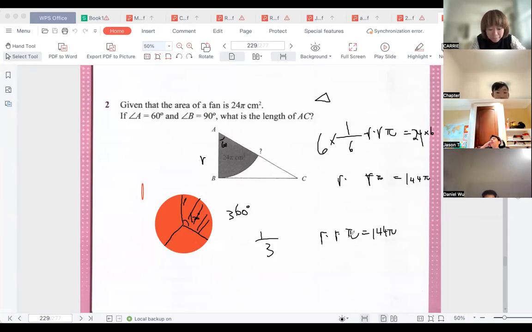So can we eliminate pi at both sides? Okay, so pi and pi gone. So R times R equals 144. Do you understand? Okay, so R equals what? Oh, 12. So can you tell me why you cannot get this one? Answer me, Daniel.